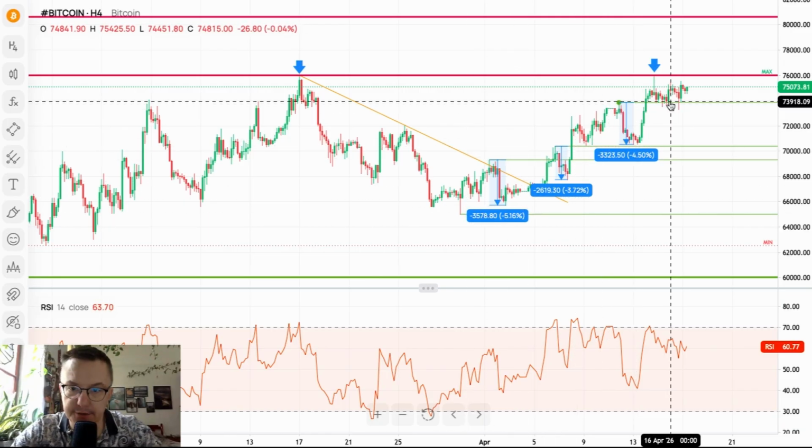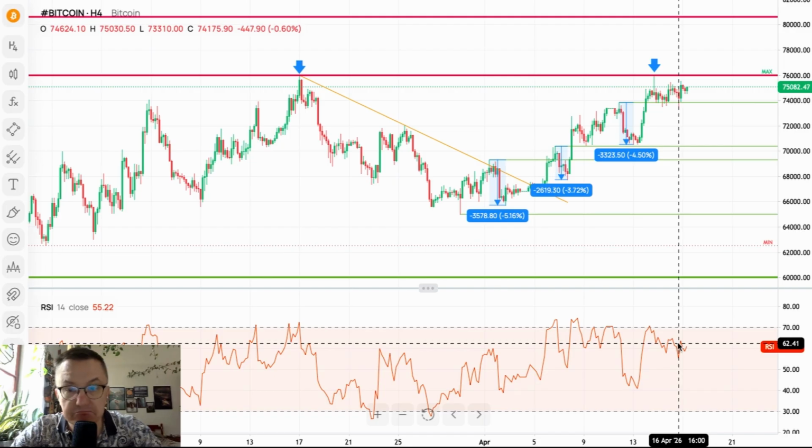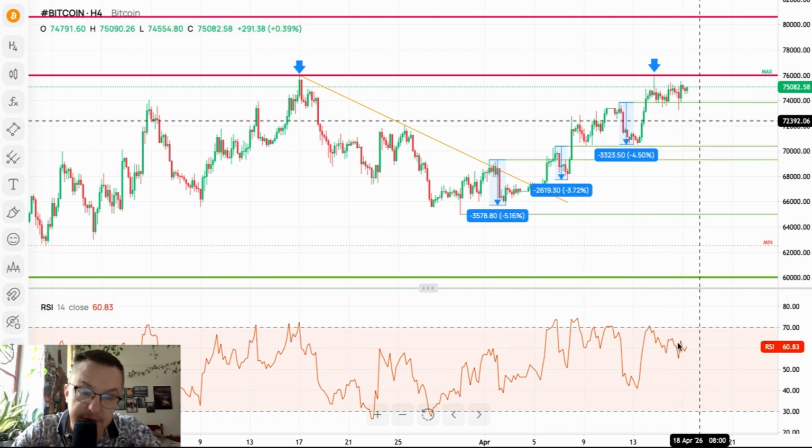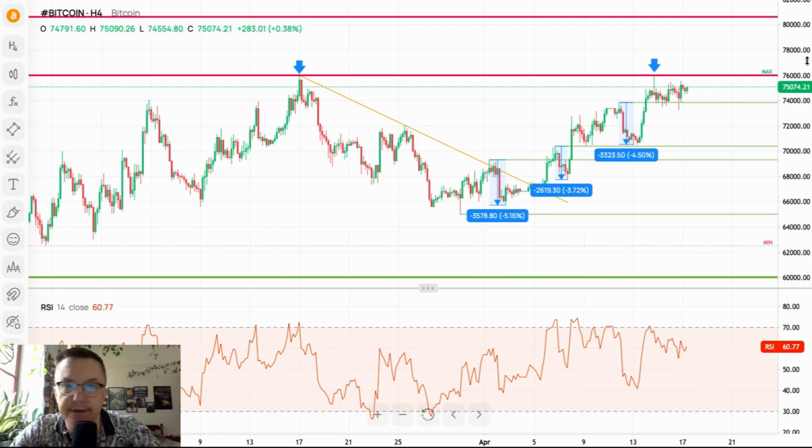Higher highs, higher lows, strong momentum, positive sentiment. We might see, if the US dollar index keeps moving lower and the S&P 500 keeps moving higher, further appreciation of Bitcoin against the dollar.